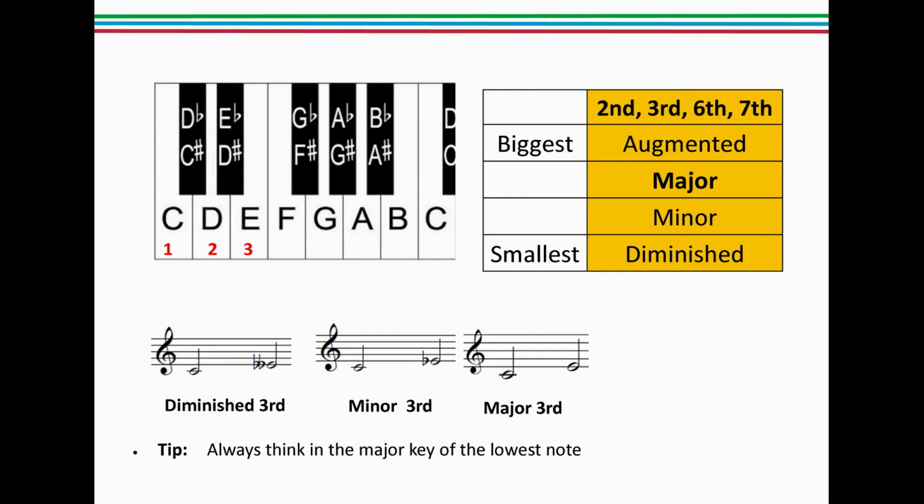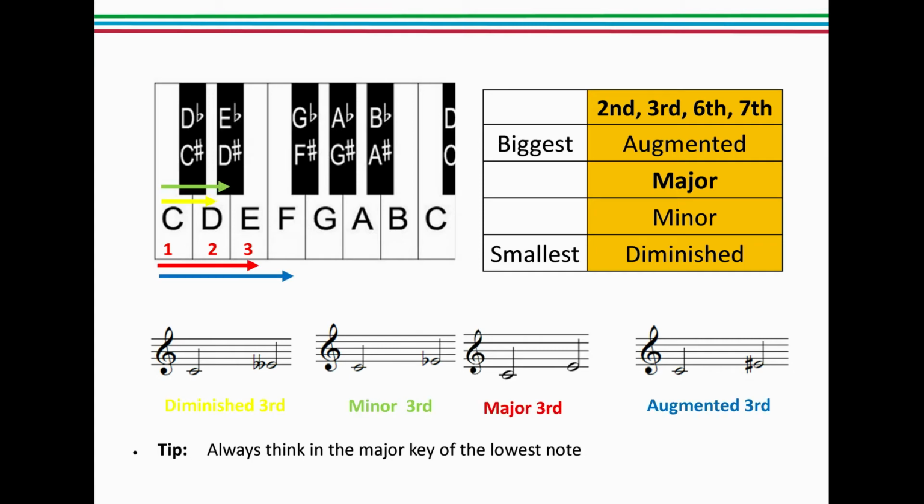Now the interval has got half a step smaller again because we've got a C to an E double flat. That is why that is a diminished third. Now you can see C to E sharp. That means that the interval has got bigger by half a step. If you think that C to E is the major third, making the E an E sharp has stretched that distance between the lower note and the higher note by another half step, so it's bigger. That's why that is an augmented third.